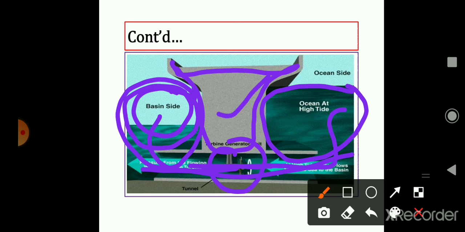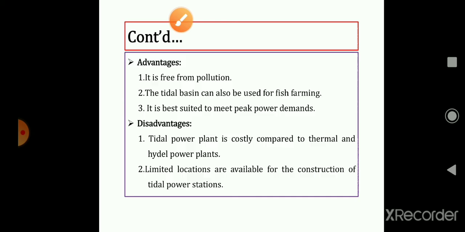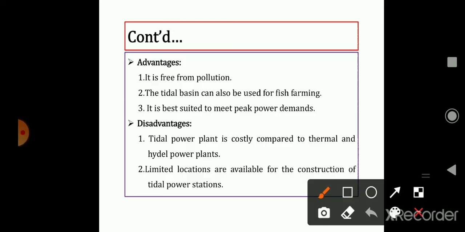So in this way only we can generate electrical energy by using tidal energy. This method has some advantages and similarly some disadvantages. What are the advantages here? It is free from pollution. Similarly, the tidal basin can also be used for fish farming. Next one is, it is best suited to meet peak power demands.